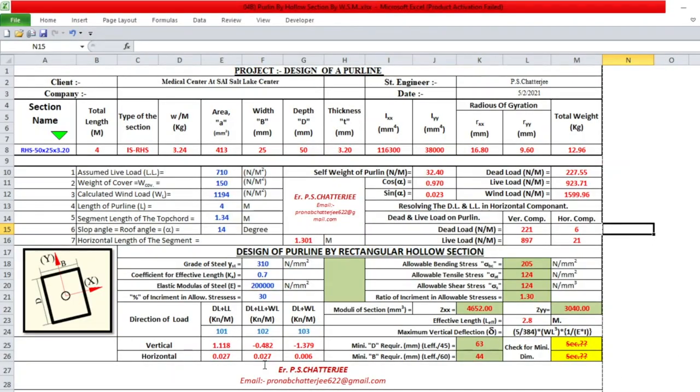This is our load combination. This is dead load live load combination. This is dead load live load wind load combination. This is dead load and wind load combination. Here the unit is kilonewton per meter.